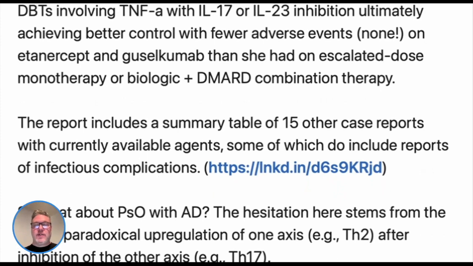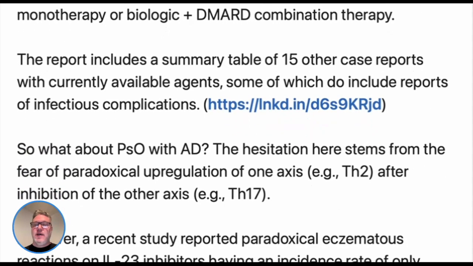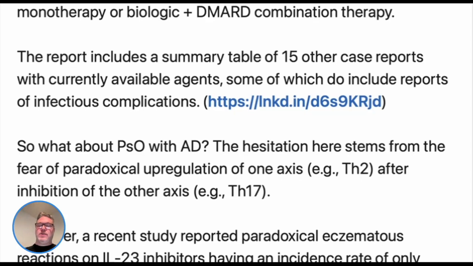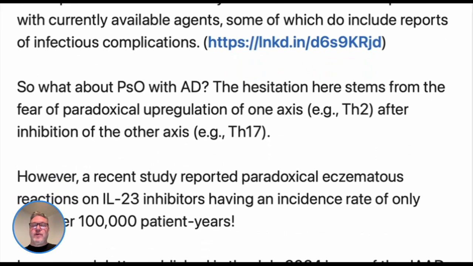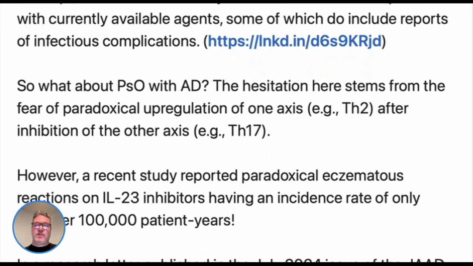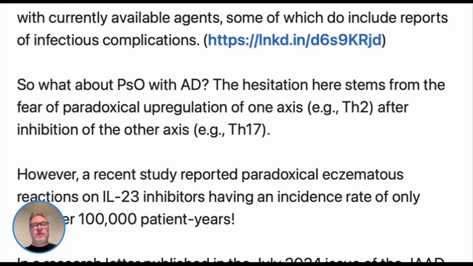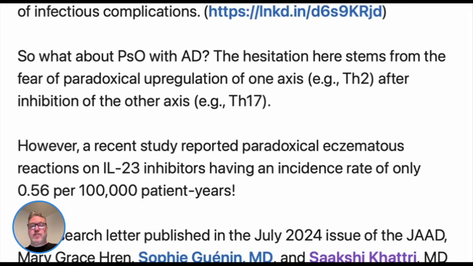So what about psoriasis with atopic dermatitis? The hesitation here stems from the fear of paradoxical upregulation of one axis, for example, the Th2 axis, after inhibition of the other axis, which in this case would be Th17. However, a recent study reported paradoxical eczematous reactions on IL-23 inhibitors having an incidence rate of only 0.56 per 100,000 patient years. So that should be encouraging and reassuring.